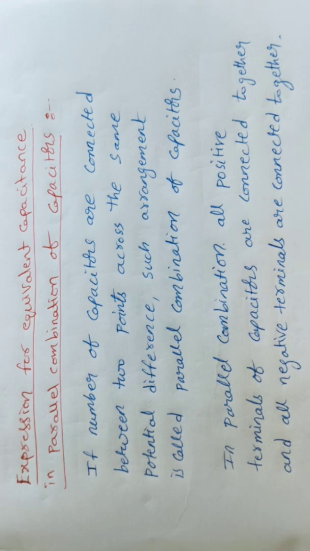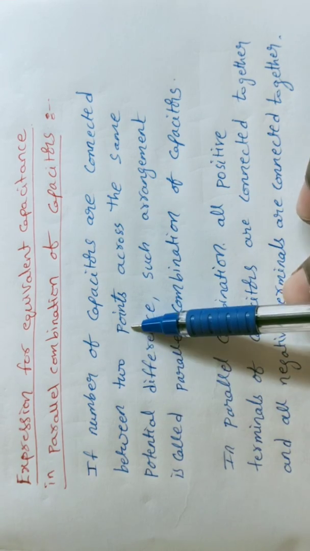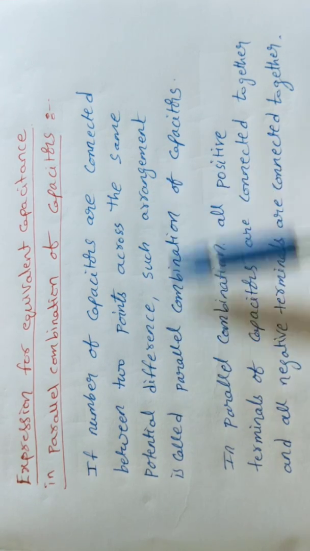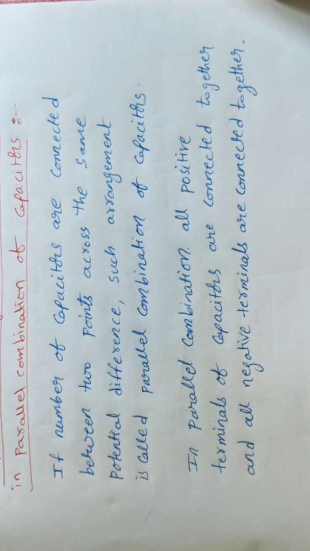Okay friends, before starting the class we already discussed the parallel combination also. In parallel combination, a number of capacitors are connected between 2 points across the same potential difference. Such an arrangement is called a parallel combination of capacitors. Also, all the positive terminals of the capacitors are connected together, and all the negative terminals are connected together. This type of combination is called a parallel combination of capacitors. Now we want to find the effective capacitance in the parallel combination, which is represented as Cp.